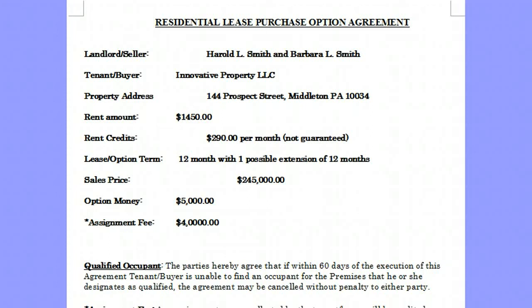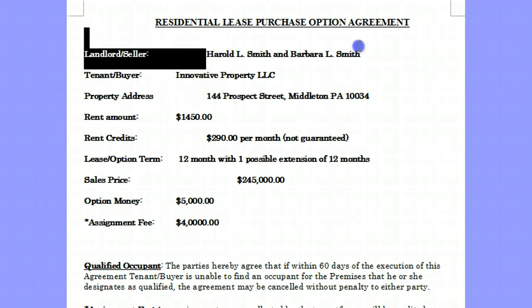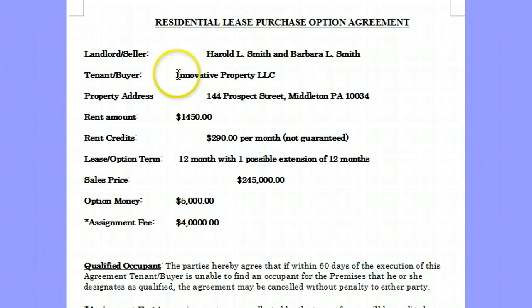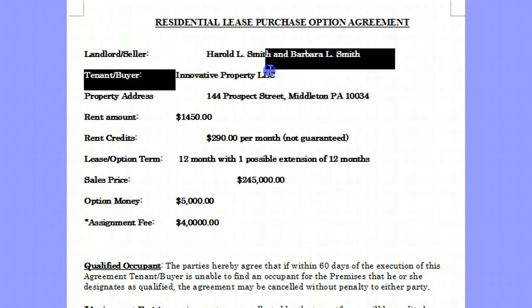Okay, we're talking about when we're sitting down with the seller, a one-page agreement. It's called a residential lease purchase option agreement. Let's just look through it. Landlord-seller is easy to figure out. We're going to put whatever's on their driver's license. The name of the company is whatever your LLC is.